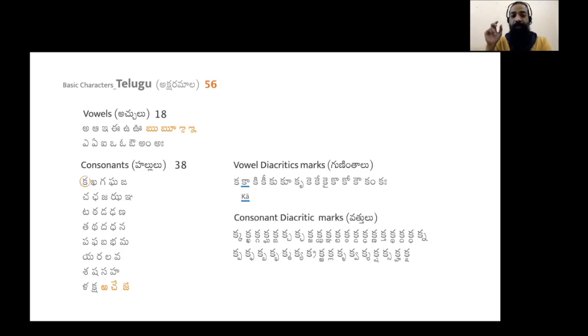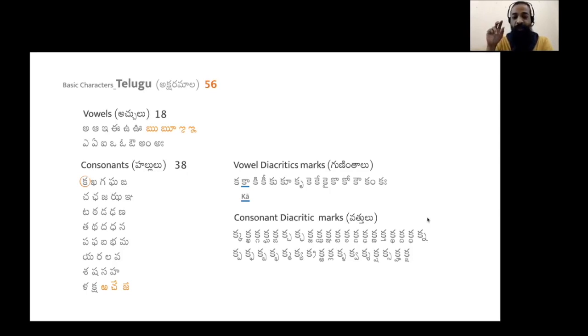We have its associated consonant diacritic marks. The concept is very simple. You have one consonant and its associated vowel diacritic marks, and then its associated consonant diacritic marks. Like this, you have the diacritic marks for all of these consonants. And not only this, over here only one consonant diacritic mark is shown, but there would be instances wherein two marks would be applied, one below the other or one beside the other.